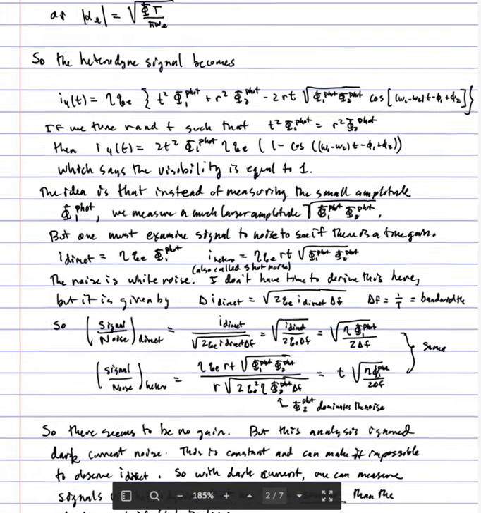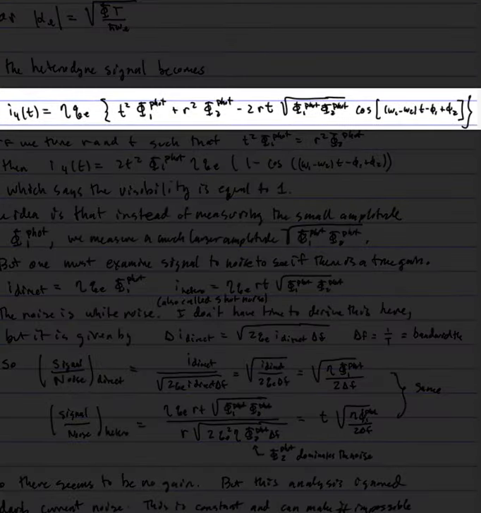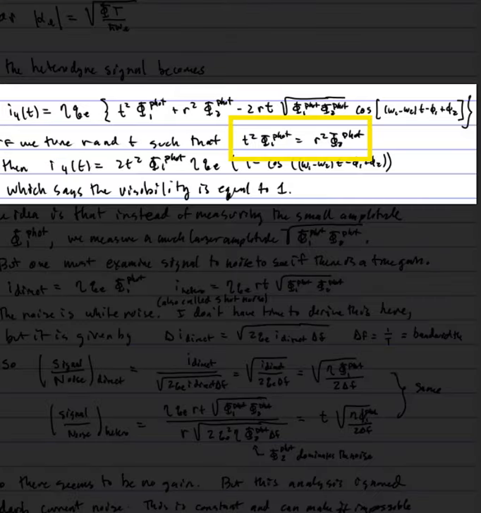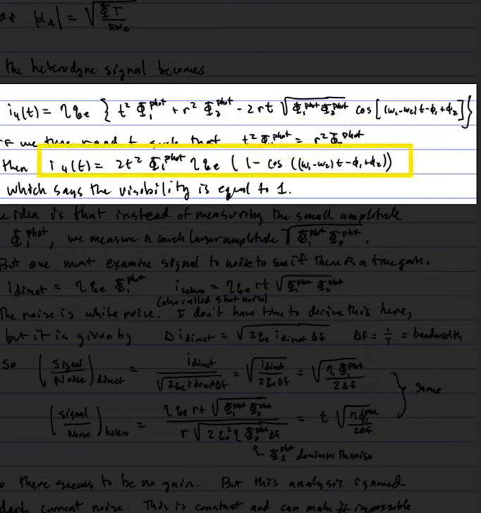So if we plug that into the signal, what we find is I4 of t is going to equal the quantum efficiency eta times the electric charge Q_E multiplied by t squared times phi 1 phot. That's the photon flux in terms of numbers, plus r squared phi 2 phot minus 2 r t, the square root of phi 1 phot phi 2 phot, times the cosine of (omega 1 minus omega 2) times t minus (phi 1 plus phi 2). And if we tune r and t in such a fashion that t squared times the intensity in channel 1 is equal to r squared times the intensity in channel 2, then we get I4 of t will equal 2 t squared phi 1 phot eta Q_E times 1 minus cosine of (omega 1 minus omega 2) t minus (phi 1 plus phi 2). That would give us a visibility that's exactly equal to 1.